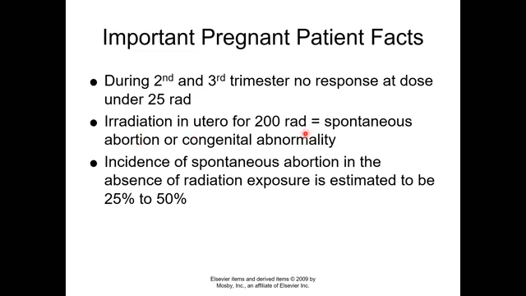Irradiation in utero for 200 rads is spontaneous abortion or congenital abnormality. So you need that 200 rads in order for something to occur, basically. And something interesting is that the incidence of spontaneous abortion in the United States, even without radiation exposure, is 25 to 50%, which is usually 1 in 4 people. So that means that even though the patient had an X-ray and had a miscarriage, they might want to blame it on the X-ray, but it could have happened naturally anyway. So just an interesting fact.